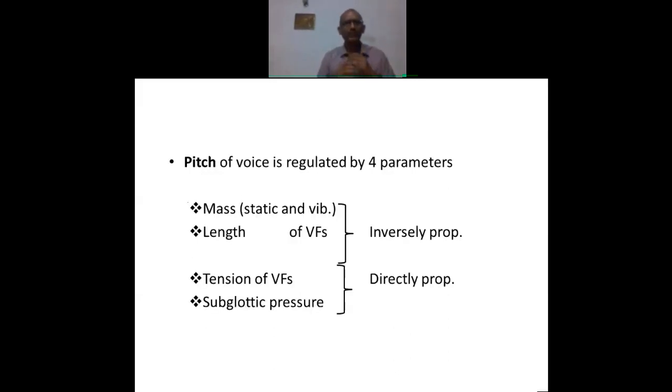Now, when you say pitch, the frequency of our voice, pitch is regulated by four parameters. Again, we have seen this. Mass, both static and vibratory, and length of the vocal fold, which are inversely proportional. So the pitch increases when the mass or length reduces. And the tension and subglottic pressure are directly proportional. So when tension of the vocal fold increases, the pitch increases. Again, this is important to remember. The mass and length inversely affect the pitch, and the tension of the vocal fold and the subglottic pressure directly affect the pitch.